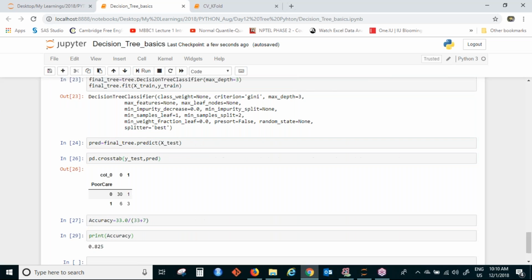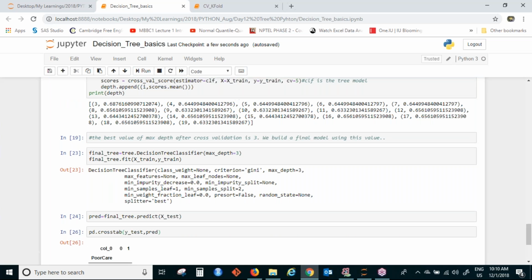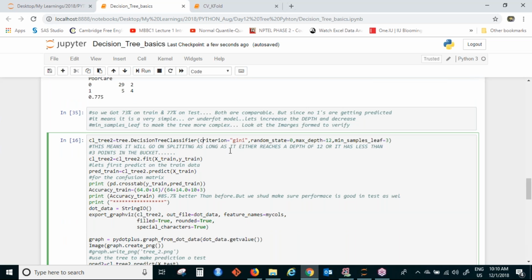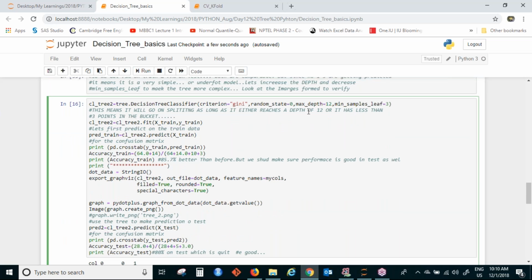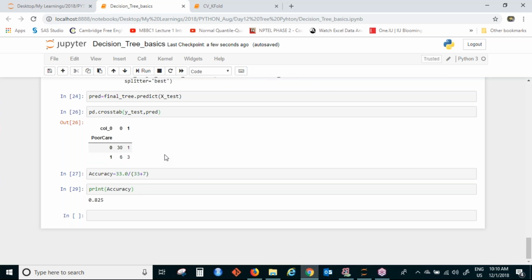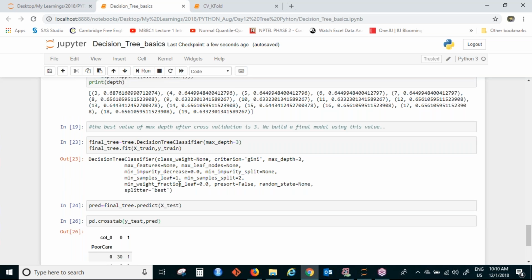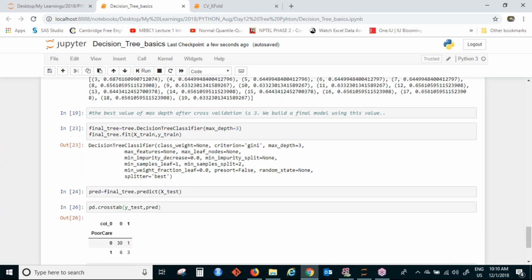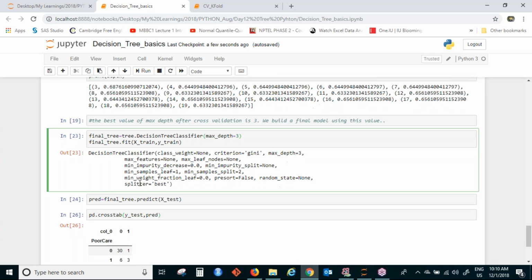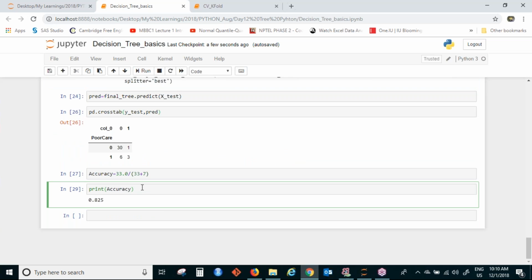Now I have used cross validation because without using cross validation I did not know what is the best value of max depth. So I had taken a max depth of 12, but max depth of 12 was resulting in probably an overfit tree. So now I did cross validation and I got to know that the best value is 3 and not 12. So I have taken 3 and I got slightly better on my test data. I got 82% on my test data.